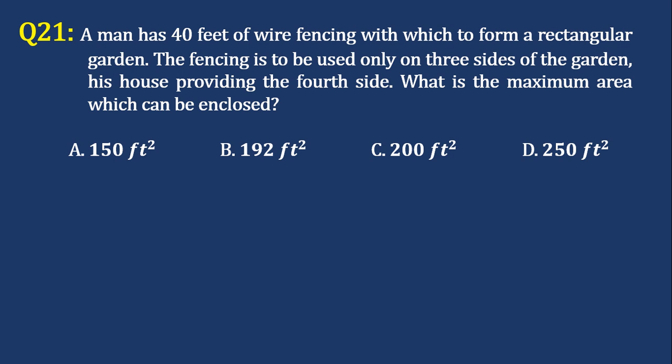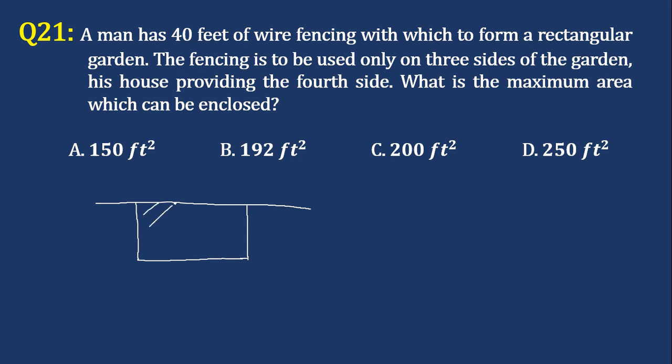Next question. A man has 40 feet of wire fencing with which to form a rectangular garden. The fencing is to be used only on 3 sides of the garden, his house providing the 4th side. Okay, so one side of his house, let's say this one, will provide the fourth side, and then he will enclose a rectangular region with the wire fencing. So this is the structure of the garden. All right. So the question is, what is the maximum area which can be enclosed?